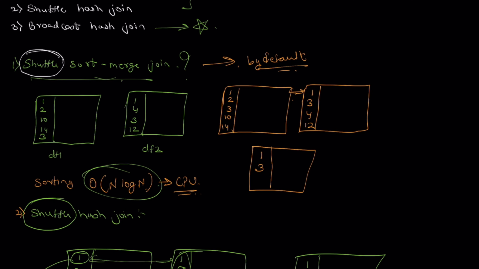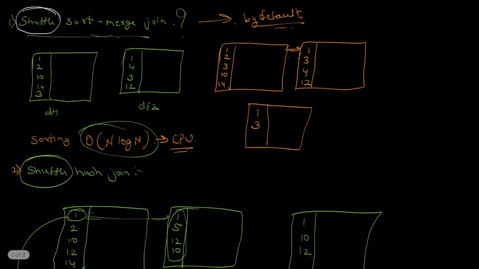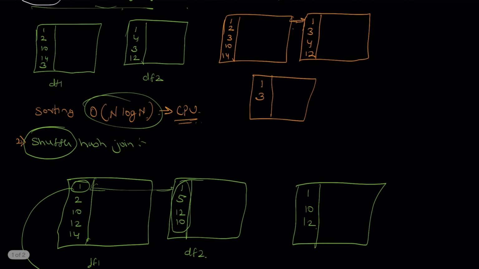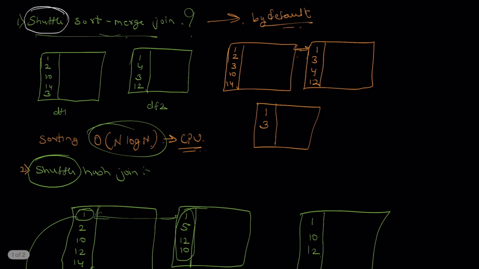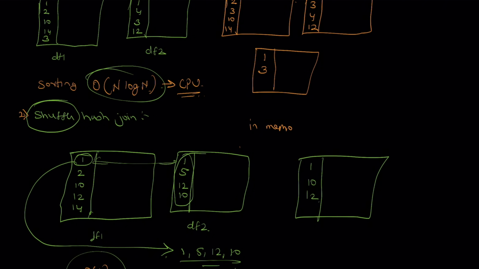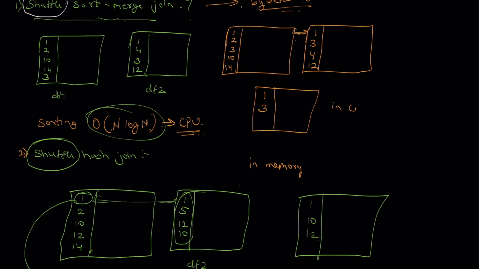So if we have to change, we need to indicate to Spark that we want to use a different kind of join. So yeah, that's it. That's the difference between shuffle hash join and shuffle sort merge join. Shuffle hash join takes place in memory. You can see, and this takes place in CPU because the sorting takes place in CPU.